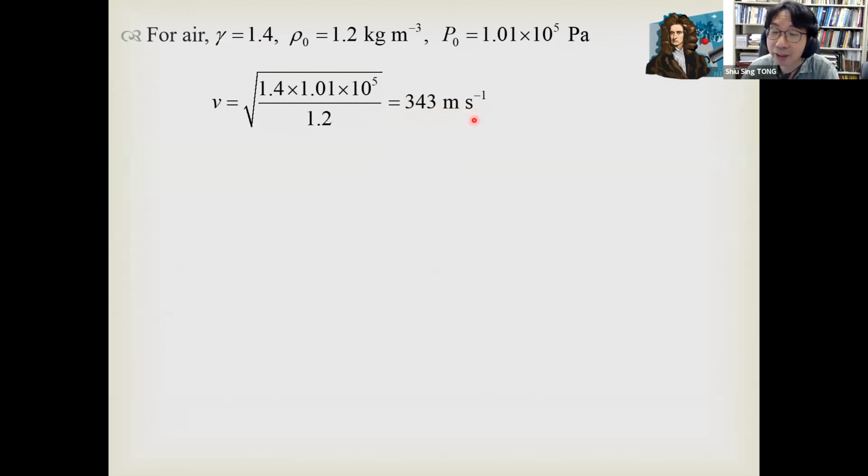Okay, this value is correct, right? The velocity of sound actually depends on temperature. Temperature will affect the density and the pressure of air. So it actually depends on temperature. But at normal temperature, at room temperature, at sea level, this is about the value.